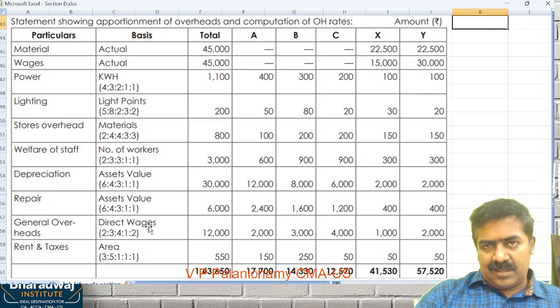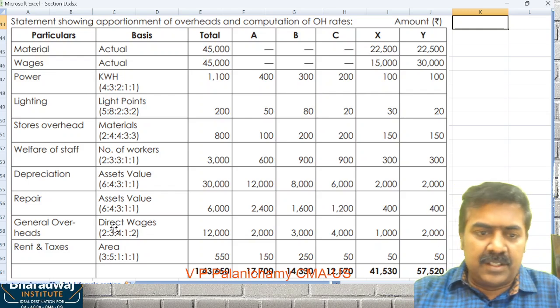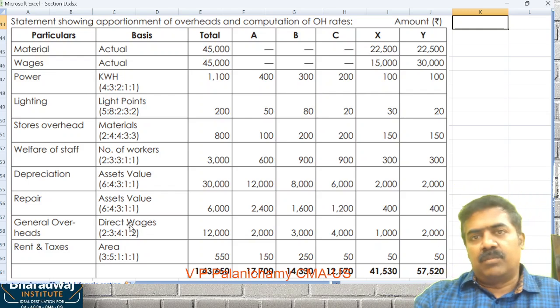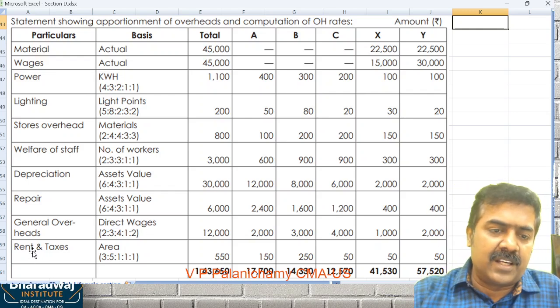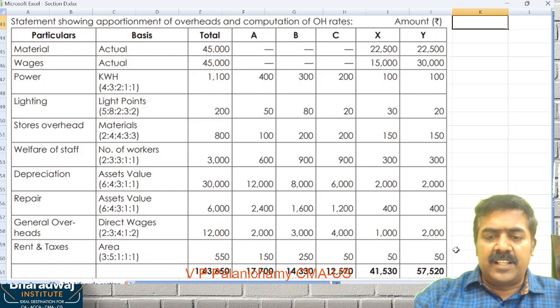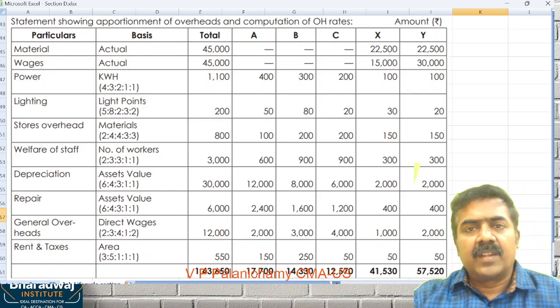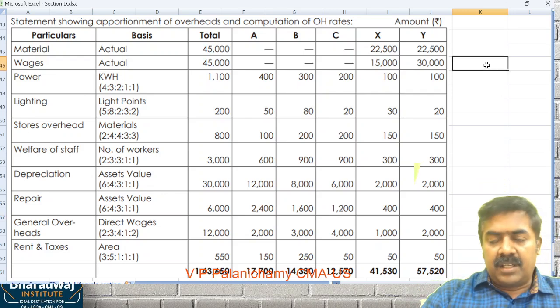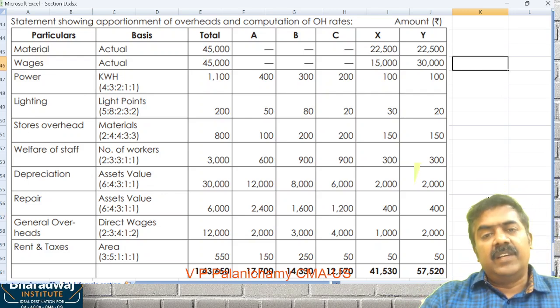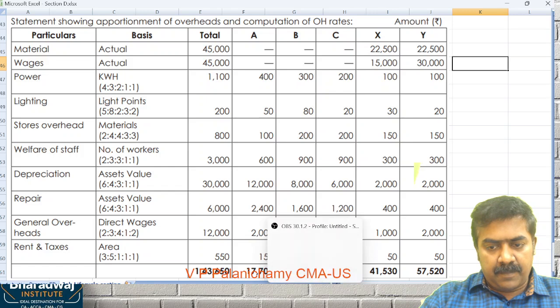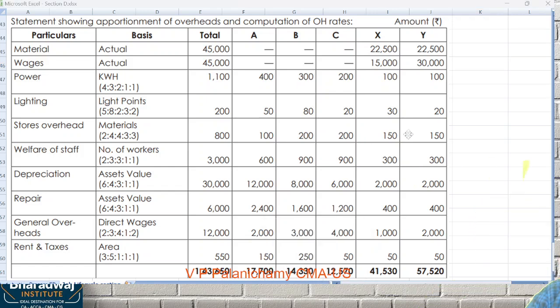General overheads, I told you the best method is to go by wages. More work, more wages. So general overheads can be based on wages. Rent and rates based on area. This is the total after primary distribution. I request you to correct or copy, then we'll proceed. If there is any doubt, please unmute and ask.